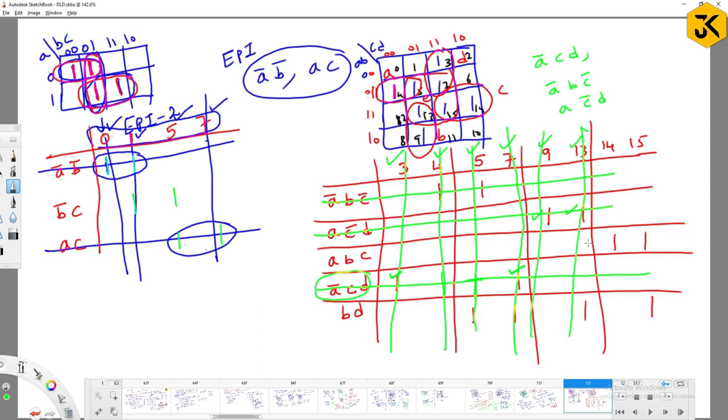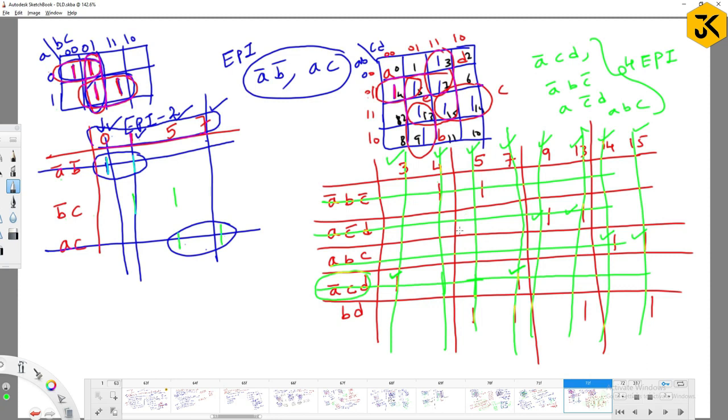Next, what is the remaining? Single one, right? This one, 14. I need to tick this one. So 14, 15, if I include, I am going to get A, B, C. I need to remove this as well as these columns, right? Are there any remaining ones available for me? No. So these are the 4 essential prime implicants, as well as prime implicants, right?